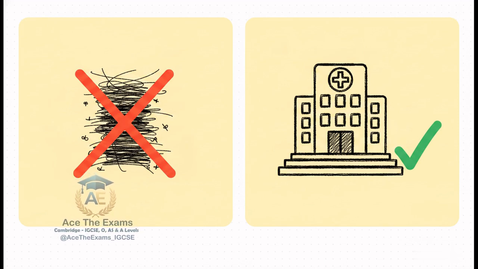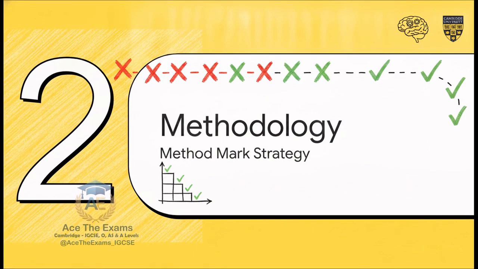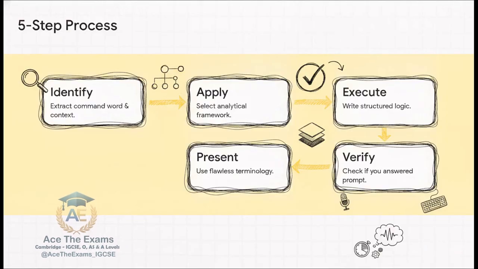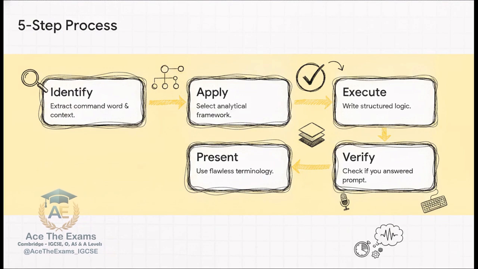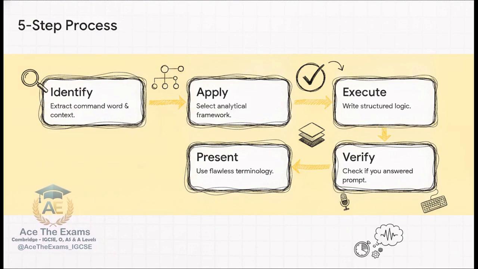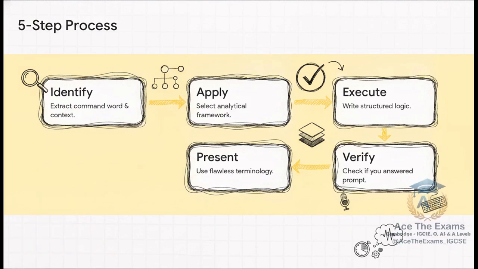Okay, let's keep building this strategy. Moving right along to Section 2, the method mark strategy. This is where we start gaming the system a little bit. Welcome to the transformation phase. This is how we take those bleeding red pen marks from Alex and Sam's failed attempts and engineer them into glorious green check marks. You need to understand that Cambridge papers often award what we call method marks.